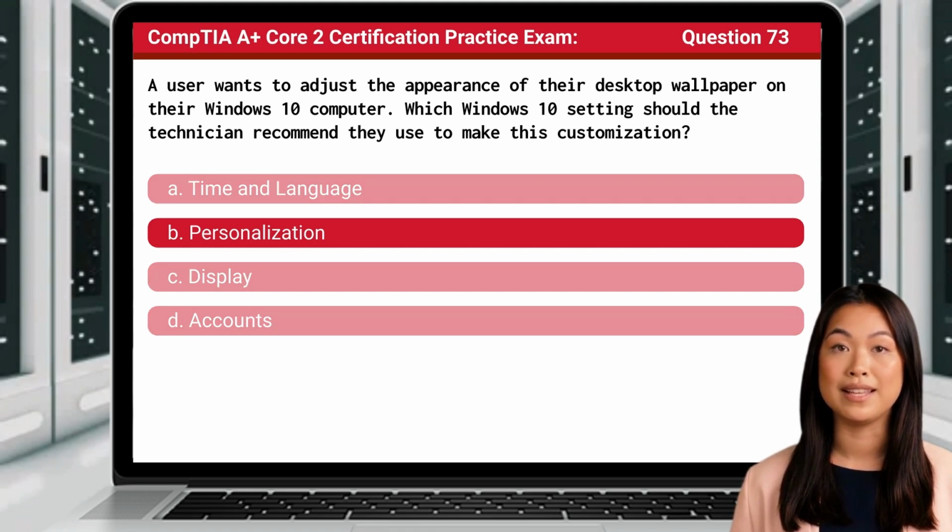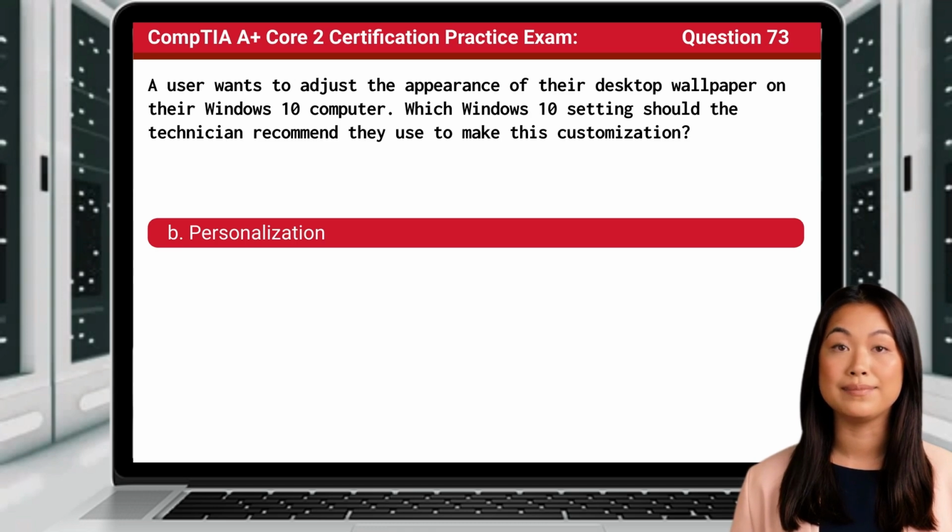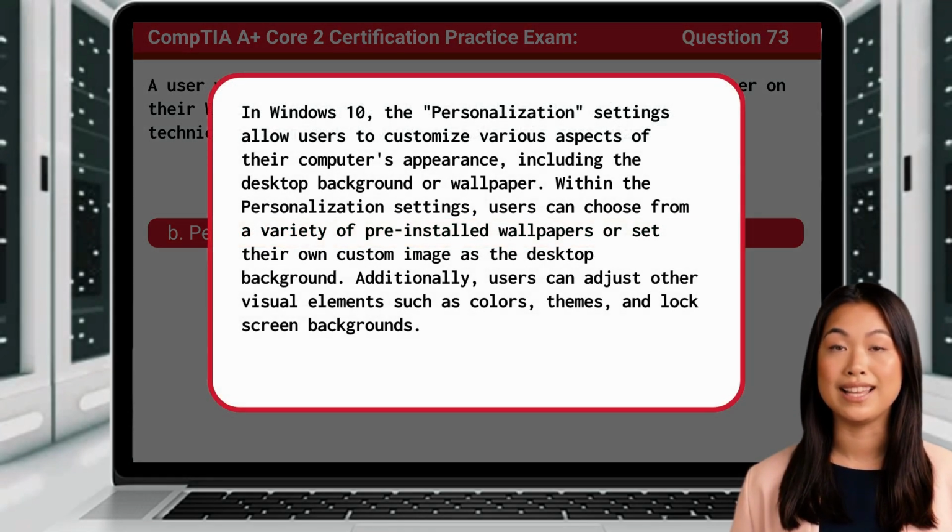The answer is B. Personalization. In Windows 10, the personalization settings allow users to customize various aspects of their computer's appearance, including the desktop background or wallpaper. Within the personalization settings, users can choose from a variety of pre-installed wallpapers or set their own custom image as the desktop background. Additionally, users can adjust other visual elements such as colors, themes, and lock screen backgrounds.